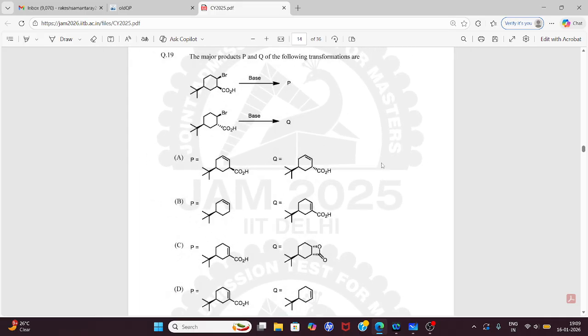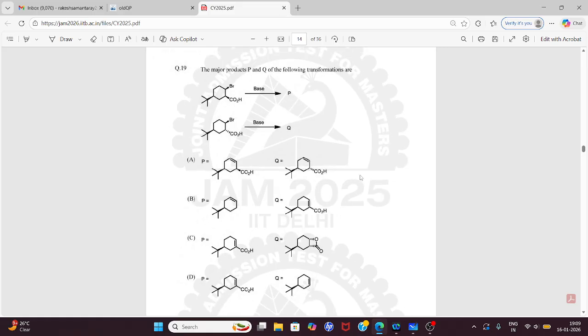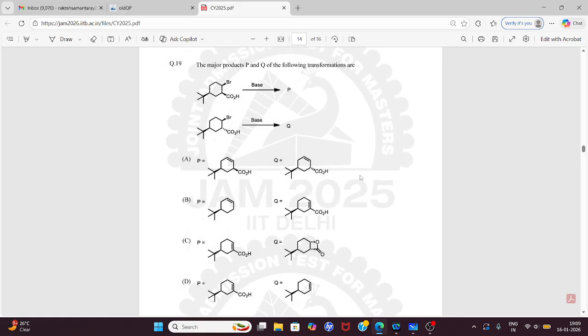So you see, this is a typical classic question of organic chemistry. It was asked in JAM 2025, conducted by IIT Delhi. So we'll begin with this. They have asked the two major products, P and Q, of the following transformation. In both cases, the base is provided, only the stereochemistry differs.